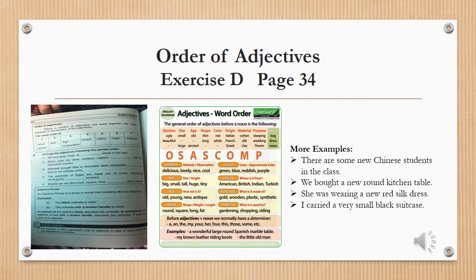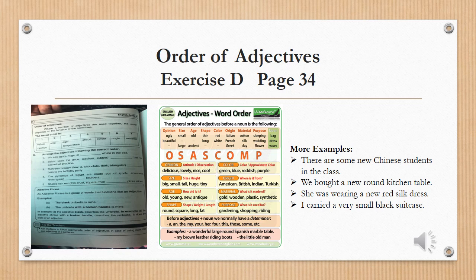Now what happens if more than two adjectives have to be used together? For that, we follow a general order of adjectives before a noun. Look at the colorful box in the middle of the slide. Here is that specific order of adjectives starting with opinion, size, age, shape, color, origin, material, and purpose. As you can see, this order can be memorized with its acronym OSISCOM. Now read the details given in the box to get more familiar with these words.